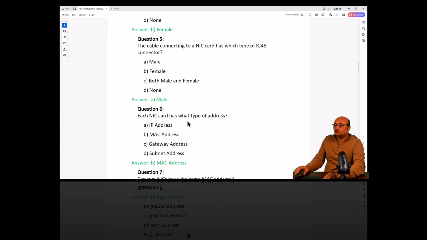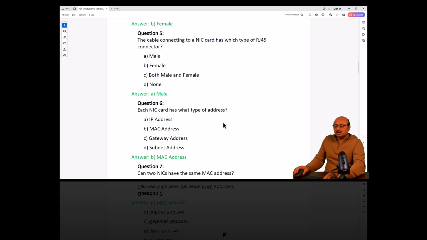Each NIC card has what type of address? The answer for this is that each NIC card has a MAC address. Remember, while the connectors and the NIC card apparently appear to be acting on the physical layer, the MAC address associated with the NIC card resides on the data link layer, or layer 2 of the OSI model. So the answer for question number 6 is B, MAC address. But remember, the MAC address resides on the data link layer.